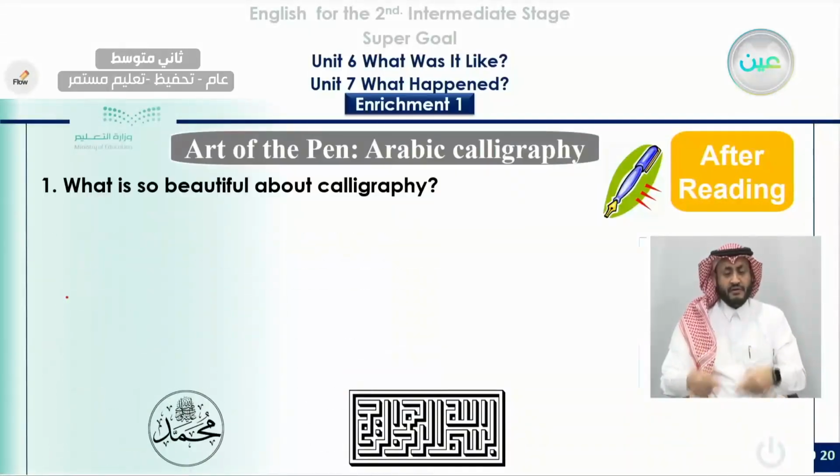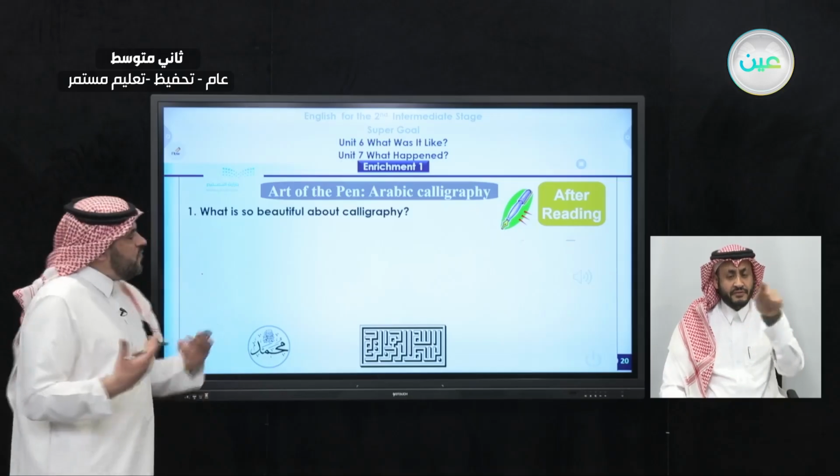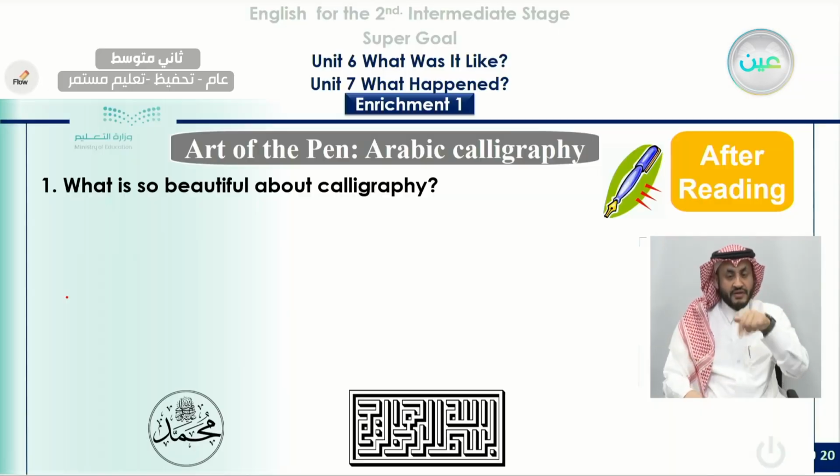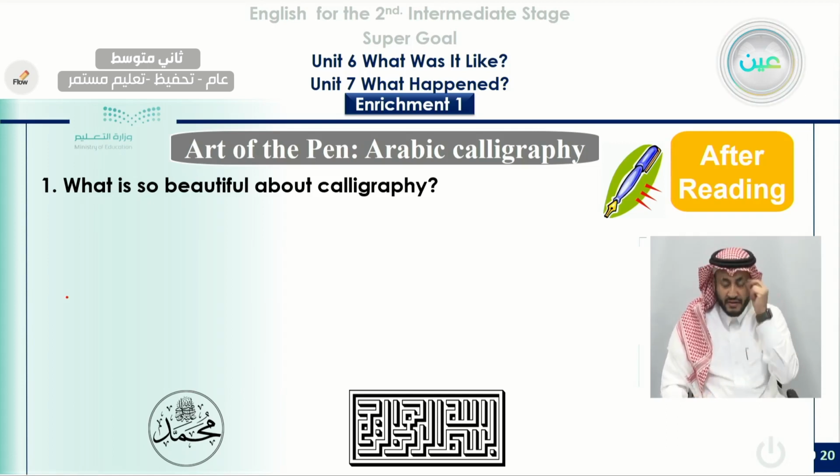And here, after reading, what do we mean? We mean here to answer the question: What is so beautiful about Arabic calligraphy? You can get the answer from the reading passage that you have read a while ago. So here, what is so beautiful about calligraphy?